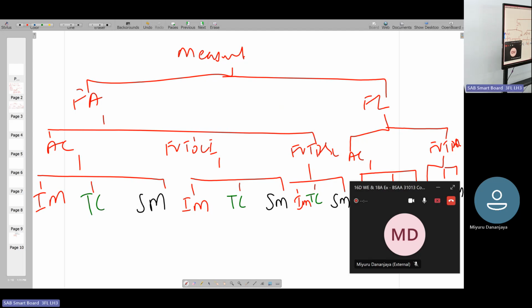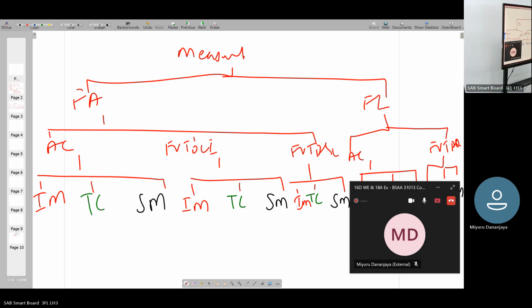Transaction cost. Let's say you invest 100,000 in a fixed deposit. Double entry: cash credit, fixed deposit debit. Then the stamp duty agreement: cash credit, stamp duty.